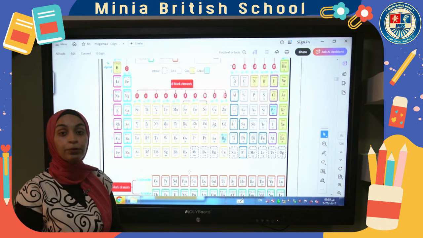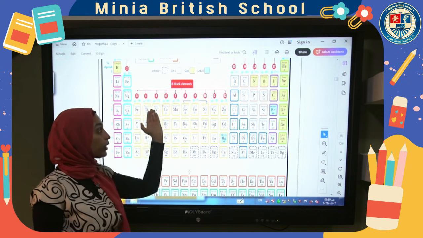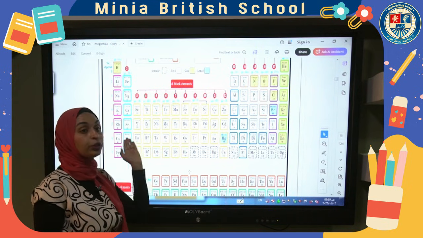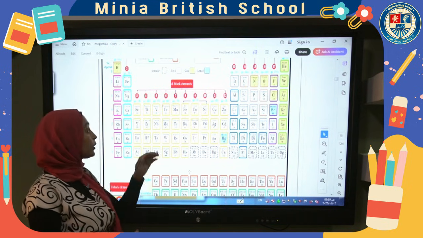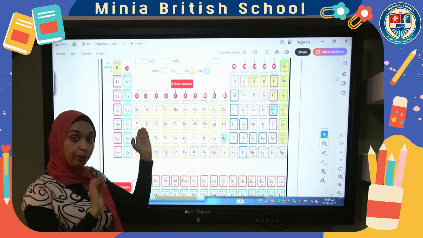That's for P block. Starting with the D block. D block, as we see, it's located in the middle of the modern periodic table. It is starting to appear from period 4, and this note is very important.